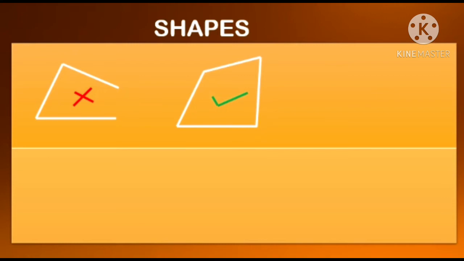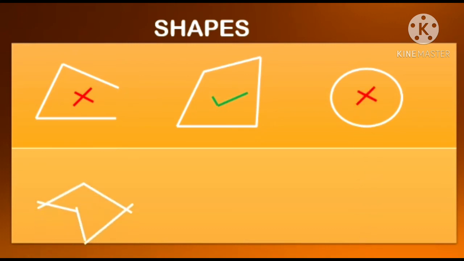Okay. Then the next shape is a circle. Is a circle a polygon, children? It is a two-dimensional closed shape. But how many sides does it have? That is the problem. There are no straight sides, vertices and angles. It is a curved shape. So it is not a polygon.